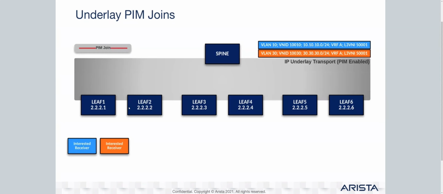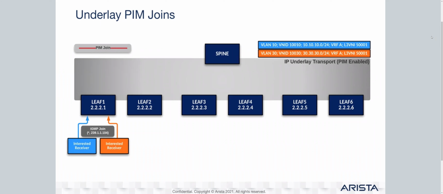All right, so let's look at this in action. We'll walk through this on the whiteboard here. Leaf 1 has a couple interested receivers. One's in VLAN 10, one's in VLAN 30, and they're going to send their IGMP join. They want an ASM join for 239.11.104. We don't care who's sending it.